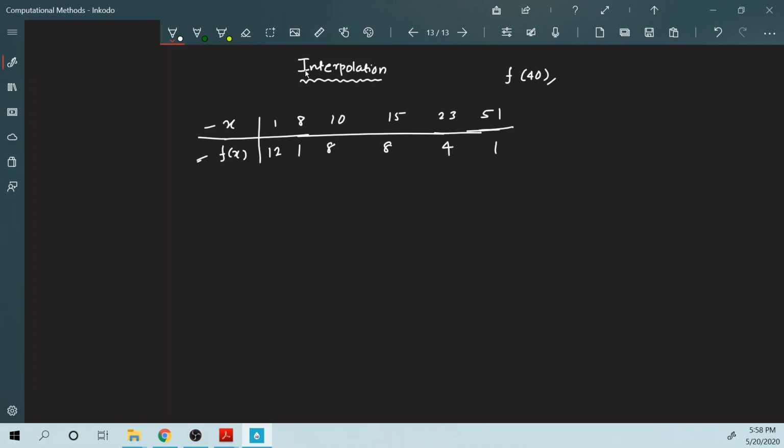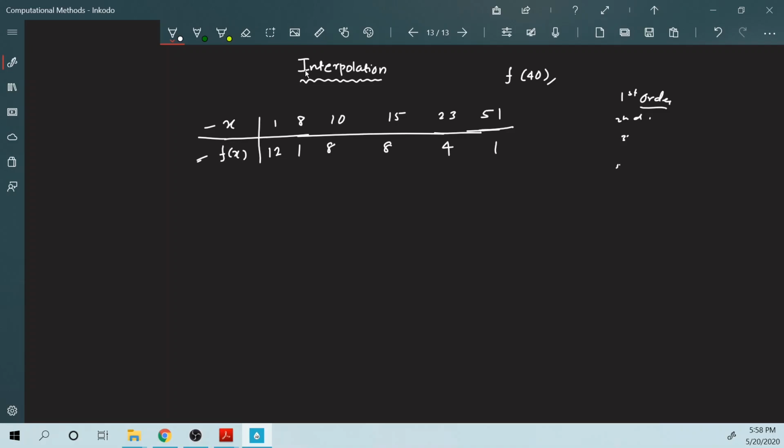There are different types of interpolation: first order interpolation, second order interpolation. Basically, when you use a first order polynomial, it is first order interpolation, second order polynomial, second order interpolation, third order polynomial, and so on. The higher the order, the more accurate will be your answer. If you use a fifth order polynomial to find out the value of 40, it's going to be more accurate than what you find out using a third order polynomial. So this is where your interpolation is used.